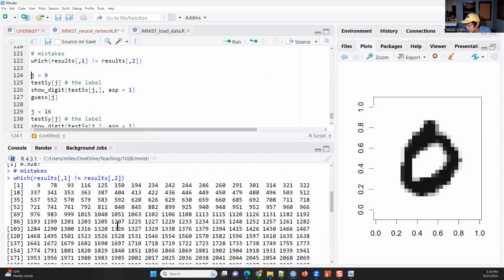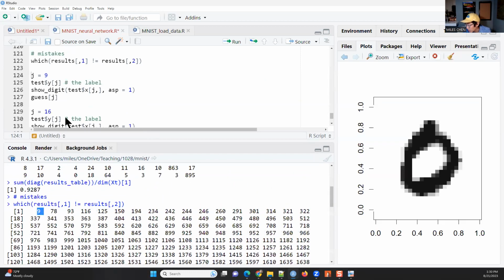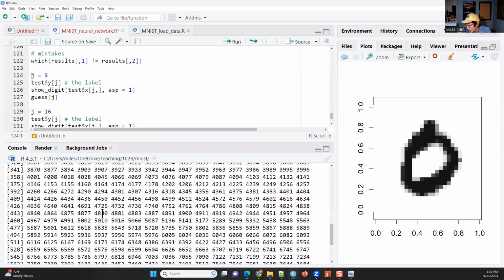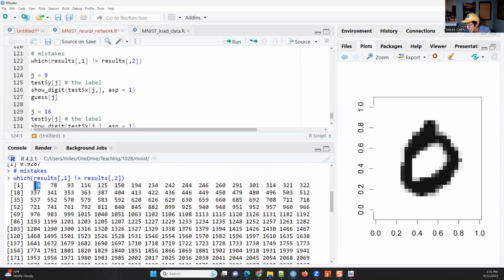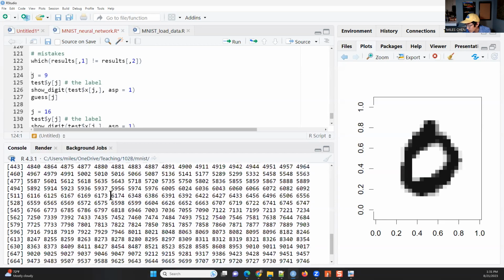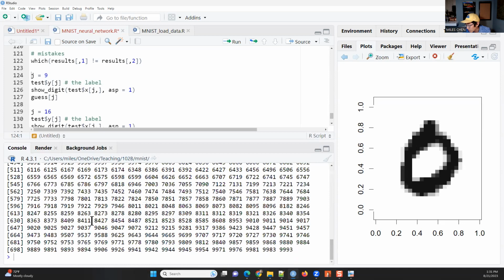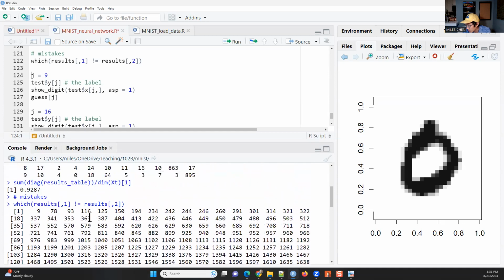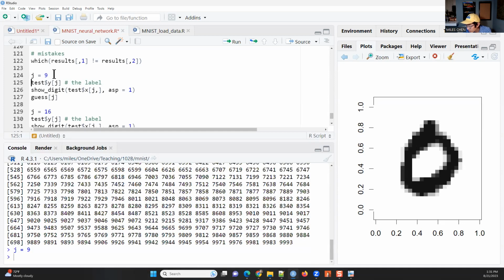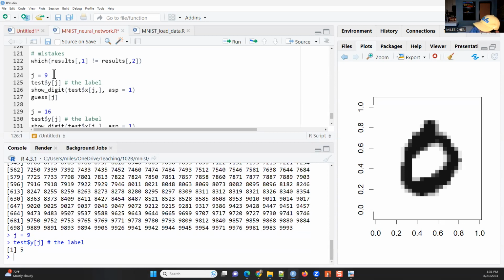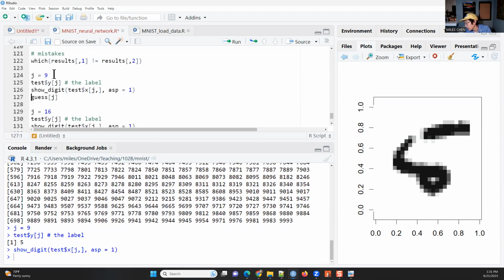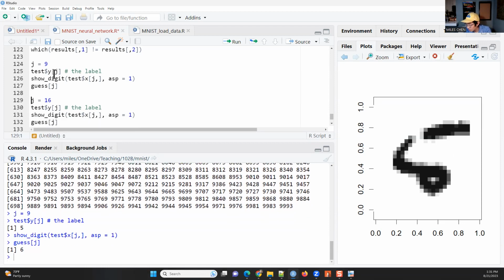what were all of the different mistakes. We can say, okay, when did the neural network misclassify a digit? And it said it made a mistake on the 9th observation. All right, so let's take a look at what the 9th observation was. It says the answer is that it should be a 5. Let's take a look at what this digit looks like. And what did our neural network guess? Our neural network guessed a 6.